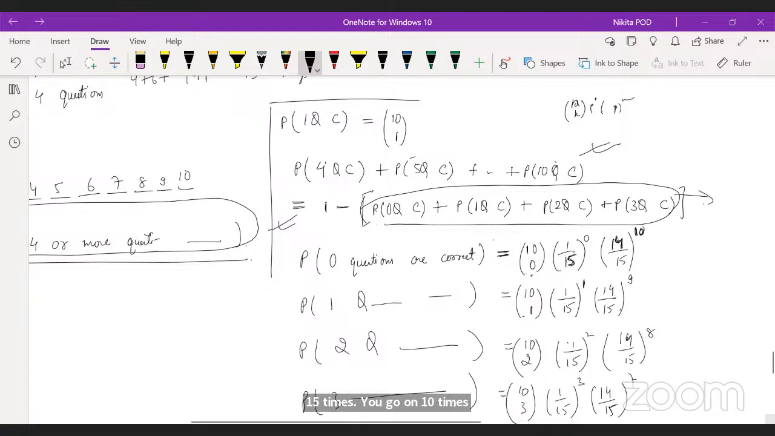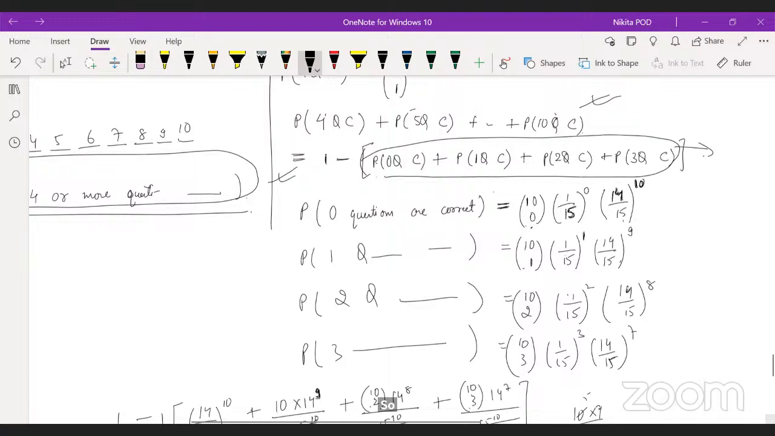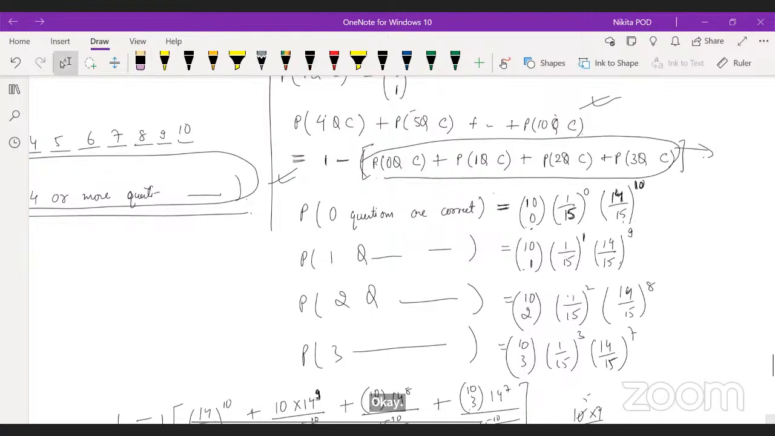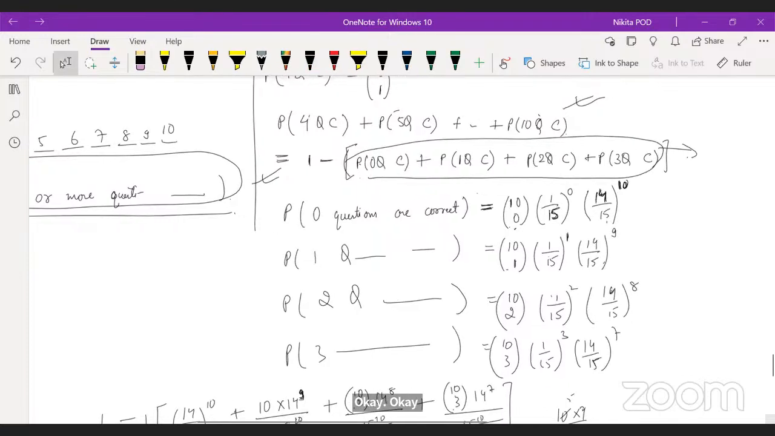So we have written 14 by 15 to the power 10. Okay, ma'am. One question. Could you repeat this 14 by 15 again, please? See, 0 questions correct means all questions are incorrect. Right? So all questions incorrect, it means the probability of a question to be correct is 1 by 15. So the probability of a question to be incorrect is 1 minus 1 by 15, which is 14 by 15.